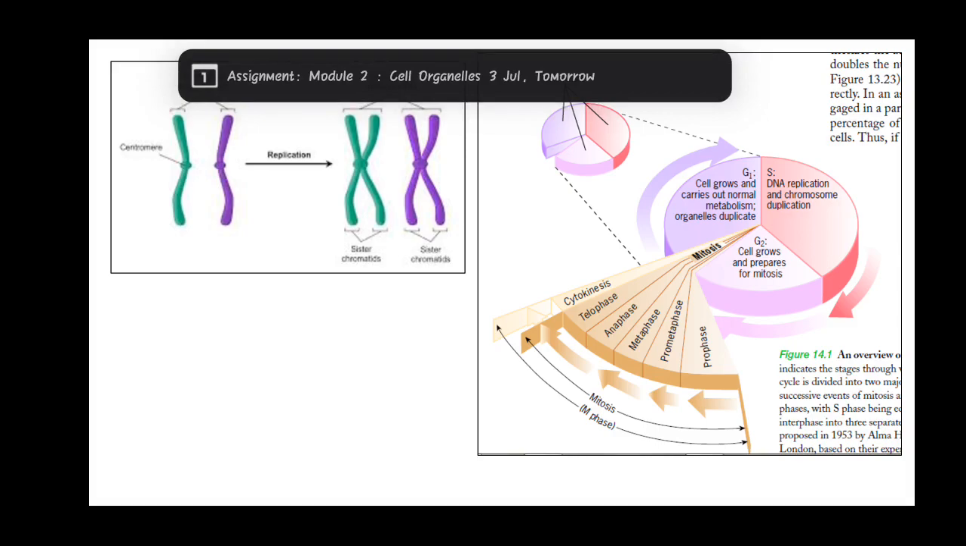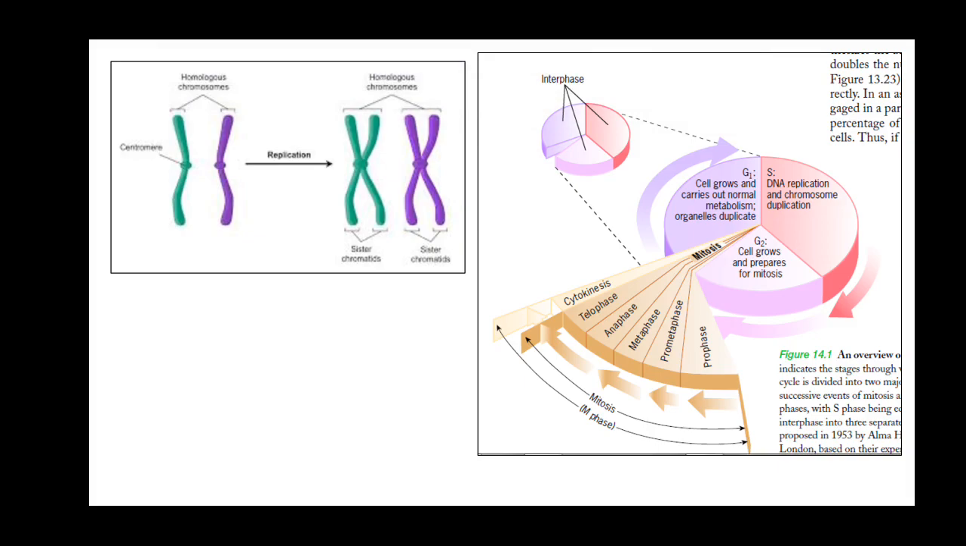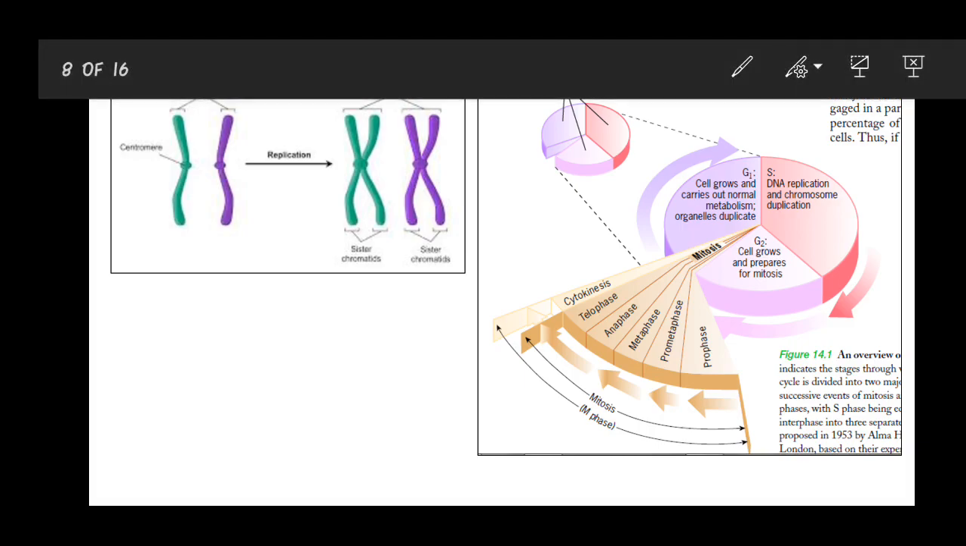So this particular discussion we will be looking at the events of mitosis and meiosis. Before that, in this particular slide, you can see the number of chromatids in two different chromosomes, which we discussed in the last class. So it's just a recap of that.